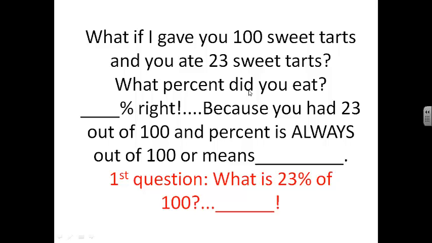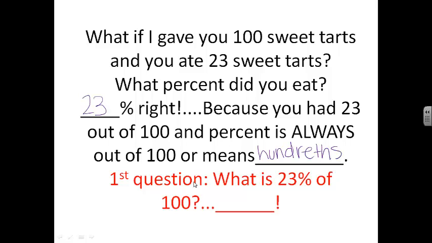So let's go to what we're going to be doing tonight. What if I gave you 100 sweet tarts and you ate 23 of them? What percent did you eat? Or how many would you color out of a 100 square? You would color 23, and it would be 23% because percent means what? Percent means hundredths. Very good. Because you had 23 out of 100, and percent is always out of 100, or means hundredths.